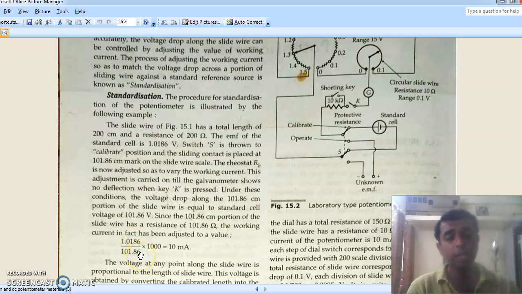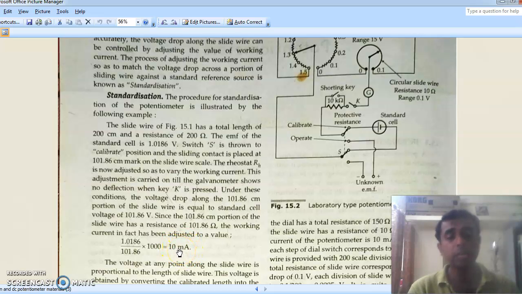If the length is 150 centimeters where we get the null deflection, we can easily tell that it is 1.5 volt. Whereas if the sliding length is 160 centimeters where we get the null deflection in the galvanometer, we can easily tell that it is 1.6 volt. From the length, we can easily get the value of the voltage. That is the advantage of having a working current of 10 milliamps. I hope you get the point.